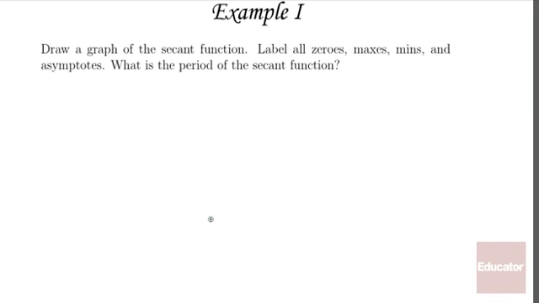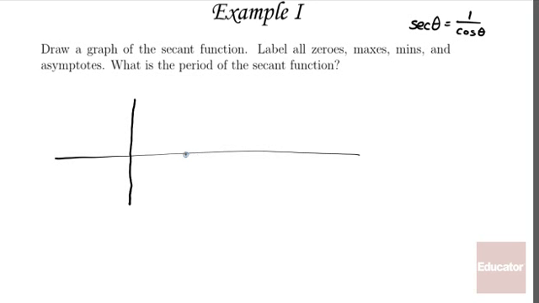So let's start with the first example right away. We have to draw a graph of the secant function. In particular, we have to label all zeros, maxes, mins, and asymptotes and figure out what the period of the secant function is. So remember now that the secant function, secant of theta, by definition is 1 over cosine of theta. So a really good place to start when you're trying to understand secant theta is with the graph of cosine theta. So let me start with a graph of cosine of theta.